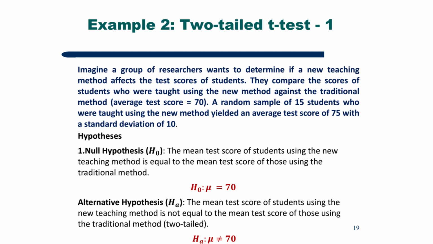Hypotheses. Null hypothesis, H0. The mean test score of students using the new teaching method is equal to the mean test score of those using the traditional method. H0: mu equals 70. Alternative hypothesis, HA. The mean test score of students using the new teaching method is not equal to the mean test score of those using the traditional method, two-tailed. HA: mu not equals 70.